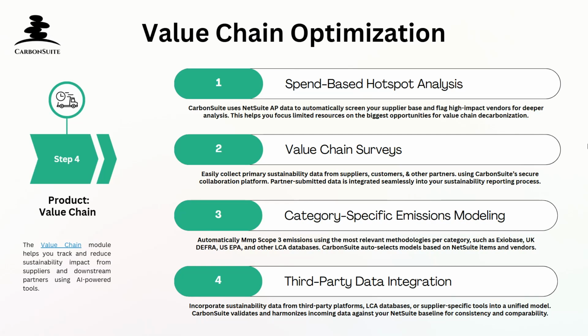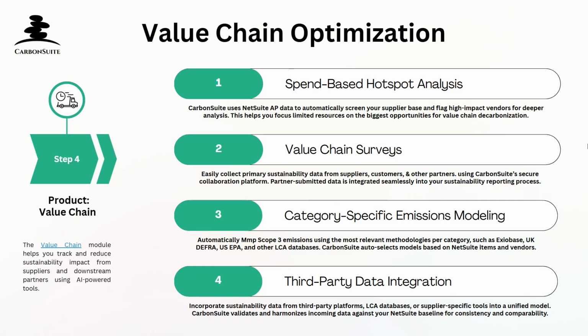But then really what you want to do from there is you want to dig deeper and you want to get more detailed information from your suppliers, from your value chain. So what you can do with this module is you can actually collect primary sustainability data from suppliers, customers, any other partners that you have within your value chain, and you can get more specific when you're modeling your emissions data. So from there, you can again enhance your scope 3 and your supply chain data collection, and then we can integrate with other third-party databases to make it more accurate.